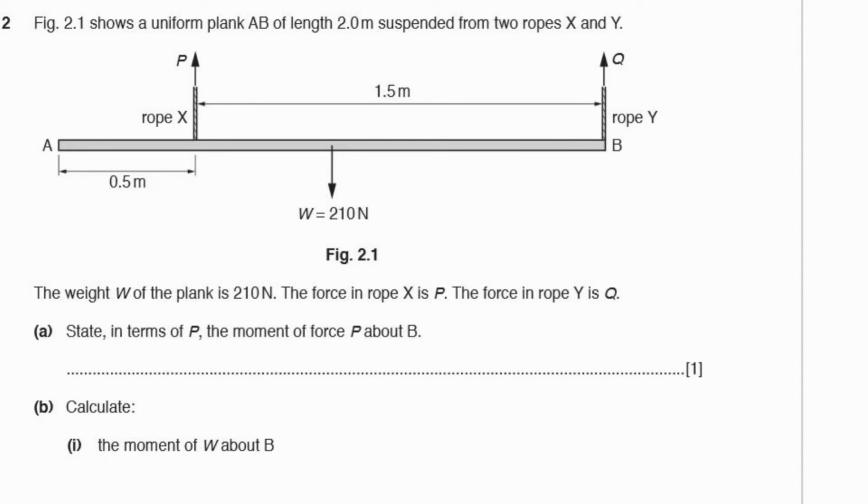Question 2. Figure 2.1 shows a uniform plank, AB, of length 2 meters suspended from two ropes, X and Y. The weight W of the plank is 210 newtons, and that's labelled on there. The force in rope X is P. The force in rope Y is Q. State in terms of P the moment of force P about B. Alright. Well, what do we know? We know that moment equals force times distance.